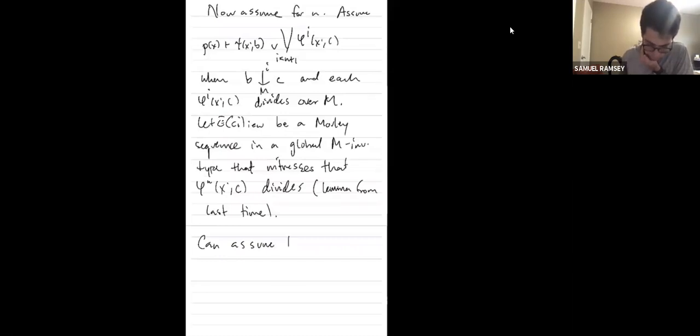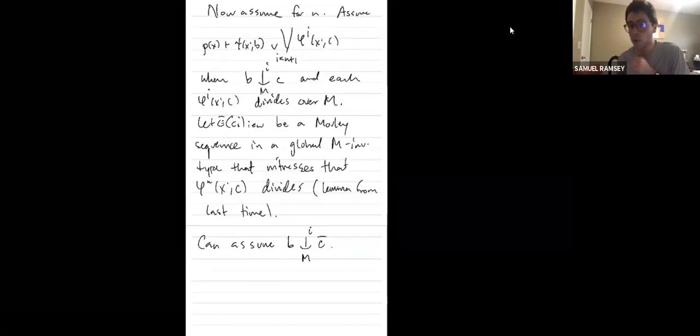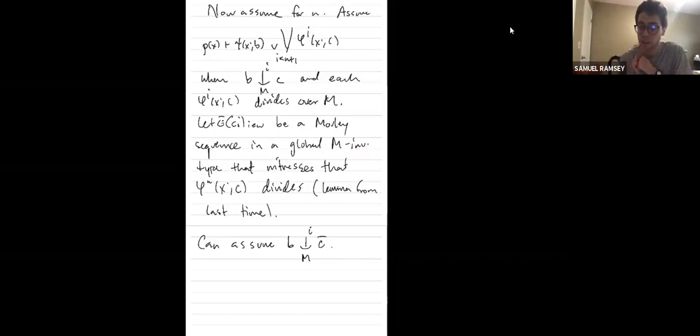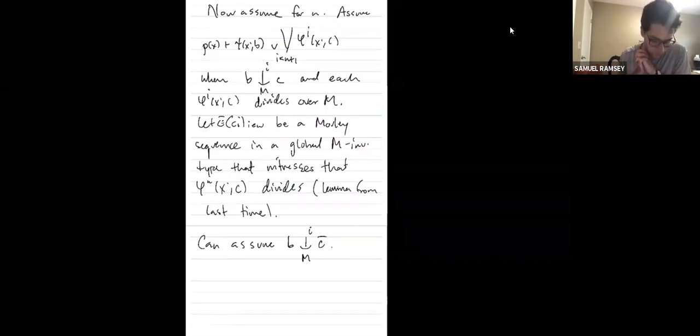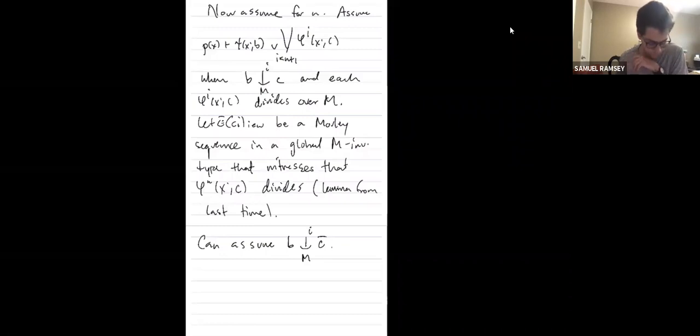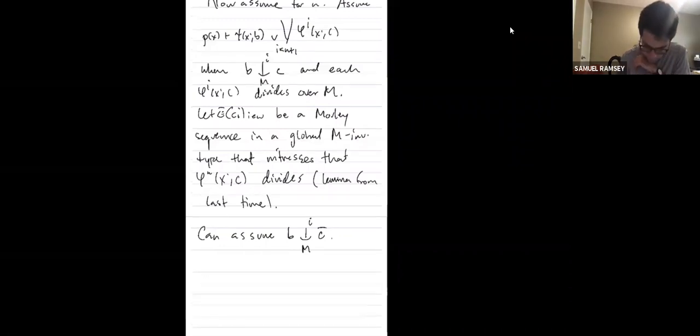We can assume that B is invariant independent over all of C bar. Why? Well, because there's some global M invariant type, Q, such that B realizes Q over MC. Just realize Q over MC bar. Then B will have the same type over C as it did before, but now it's invariant independent over everything. So this is very easy to arrange. You can arrange that it's not just invariant independent over C, but over the entire sequence. So far so good. And notice that it follows.